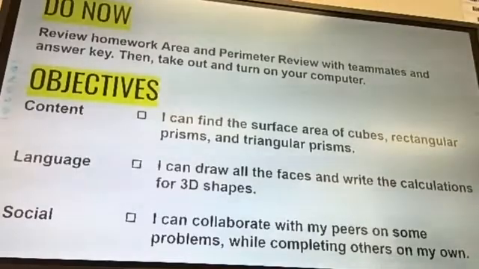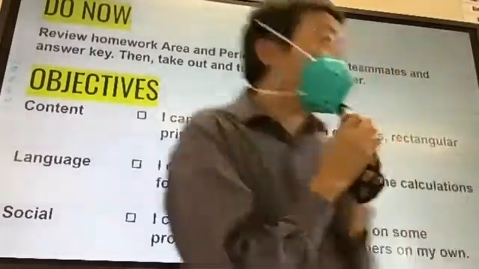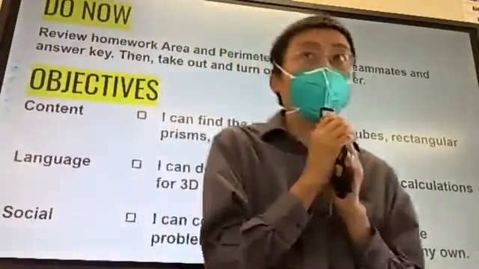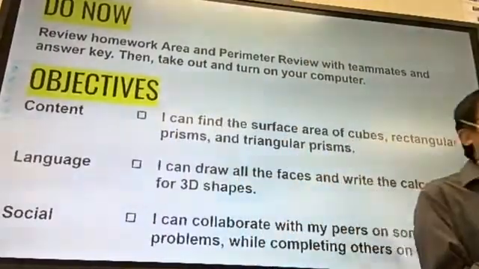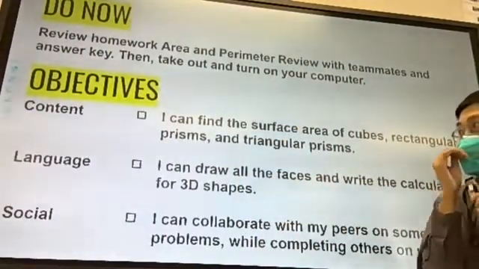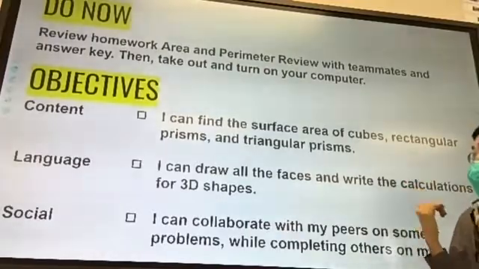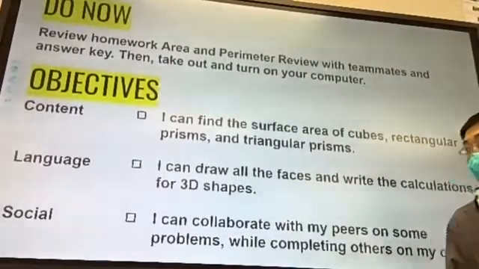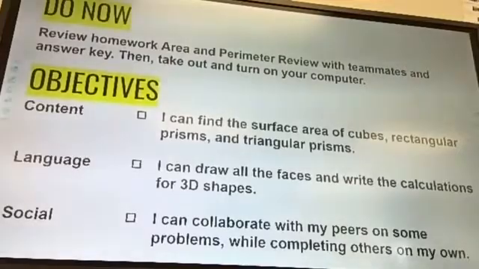Objectives. I can find the surface area of cubes, rectangular prisms, and triangular prisms. So we're doing 3D moving forward. We've already finished halfway through the unit and there's halfway left. Language objective. I can draw all the faces and write the calculations for 3D shapes. So I'll show you what that looks like through some notes. So you'll need your math notebook. And then social objective, I can collaborate with my peers on some problems while completing others on my own.